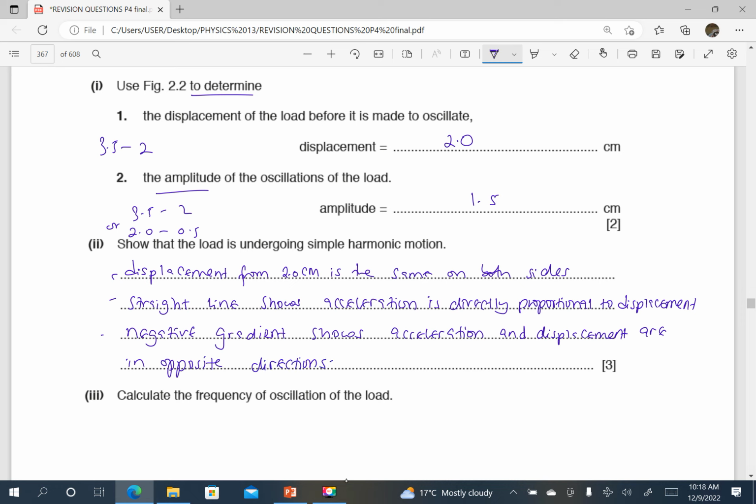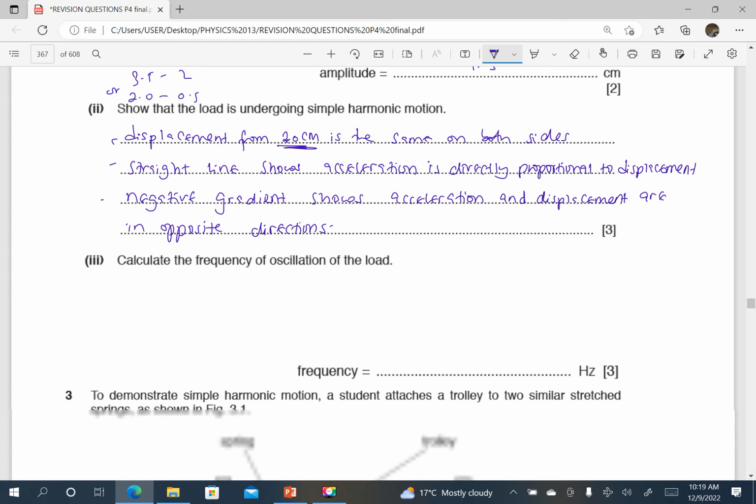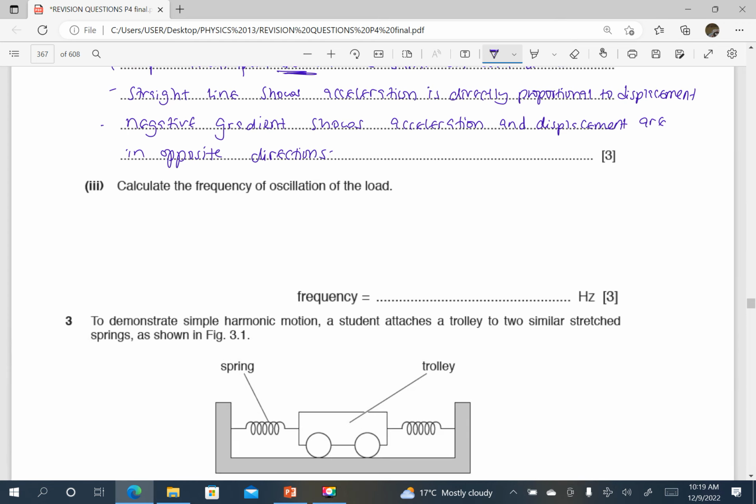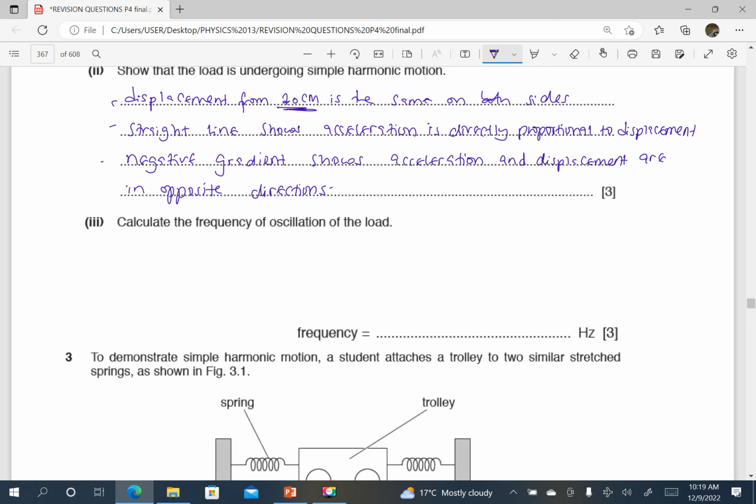So it is simple harmonic motion. Displacement from 2.0. 2.0 is like the equilibrium position. Calculate the frequency of oscillation of the load. Frequency. Since it is a straight line, we can use the equation of simple harmonic motion directly.